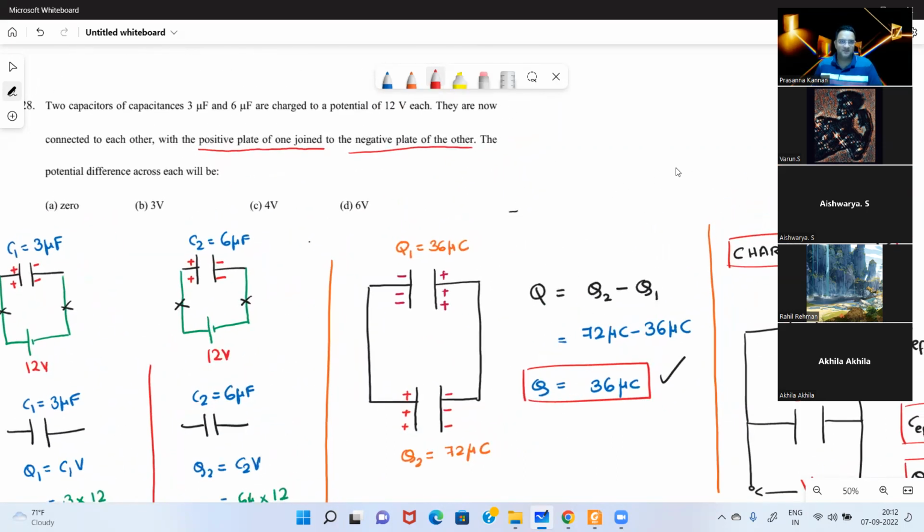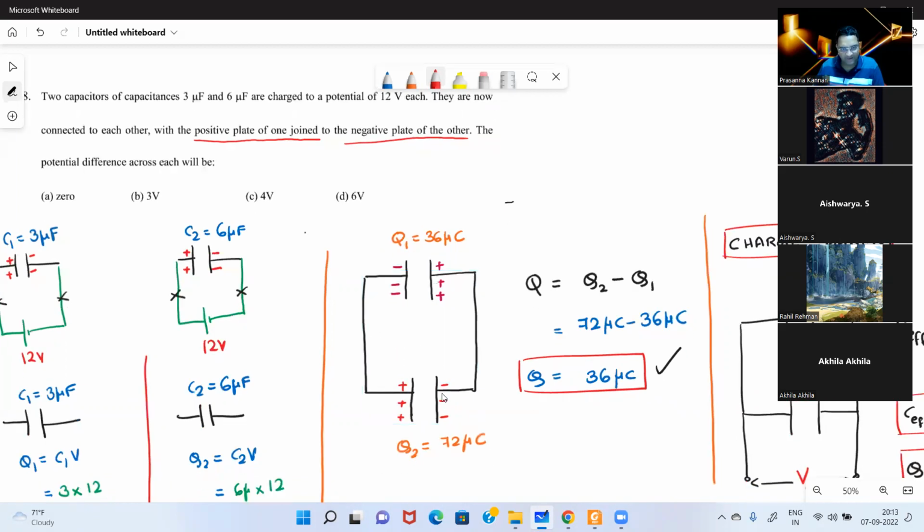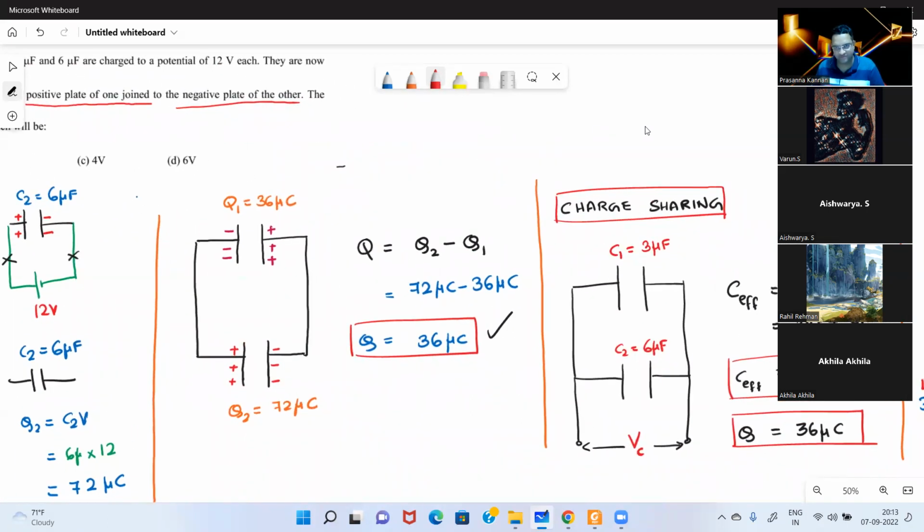Usually we connect the positive plate of one capacitor to the positive plate of another, and negative plate to negative plate. In such a case, the total charge is the addition of the two charges on the capacitors. But here the connection is opposite: the positive plate of one capacitor is connected to the negative plate of the other, and the negative plate to the positive plate of the other. When you do this, the total charge in the system becomes the difference in the charges. So one is 72, another is 36, and the difference is 72 minus 36, which is 36 microcoulomb. That will be the total charge in the system, which will then get shared between the two capacitors.